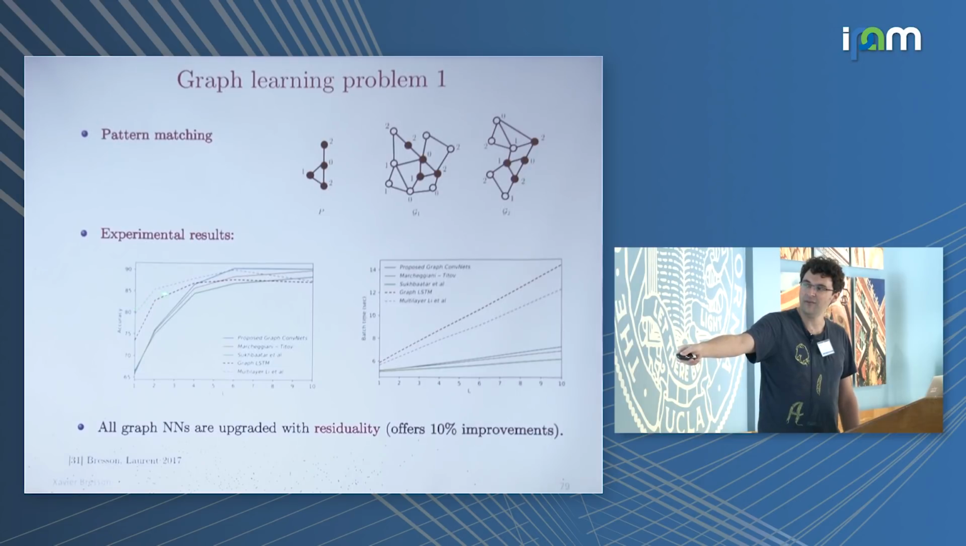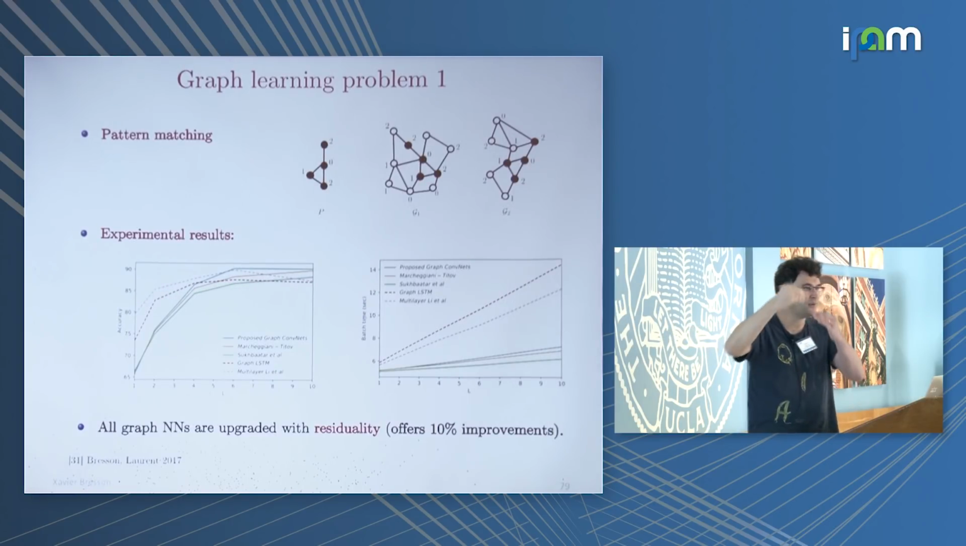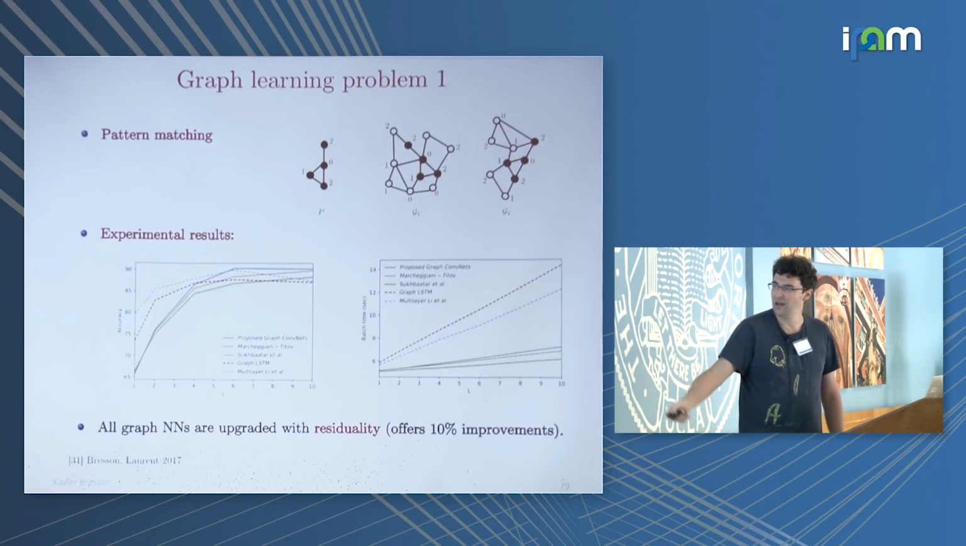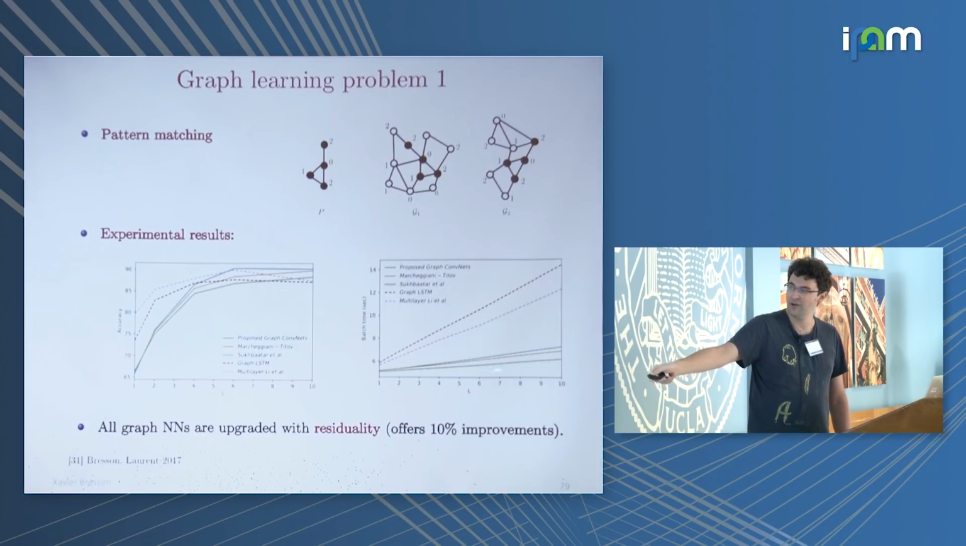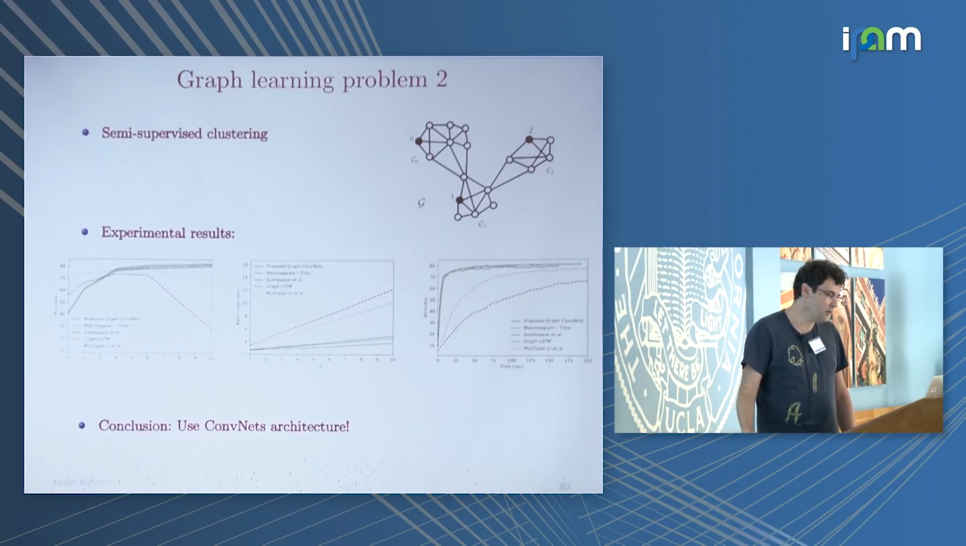But if you apply ConvNets, use residuality and increase the number of layers, then you have a monotonic increase of performance for all the ConvNet architectures. I forgot to say that all the solid lines are ConvNet architectures, and the dotted lines are recurrent neural network architectures. At some point their performance decreases, because there is too much stuff to learn. And this is the time that you need, the batch time. When you use ConvNets, it takes less time than if you use recurrent neural networks.